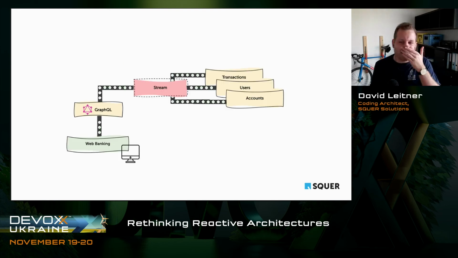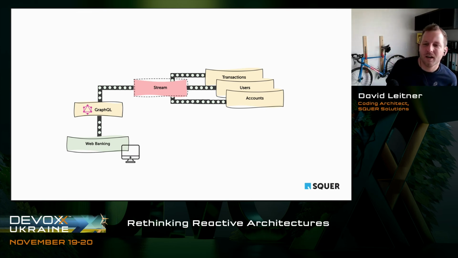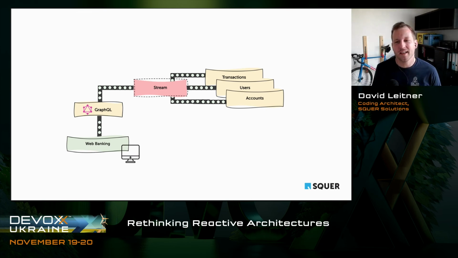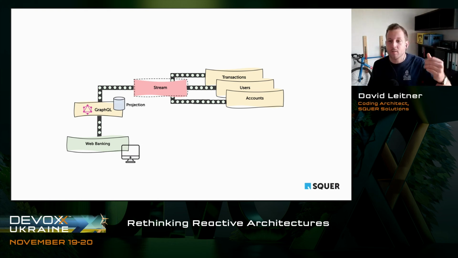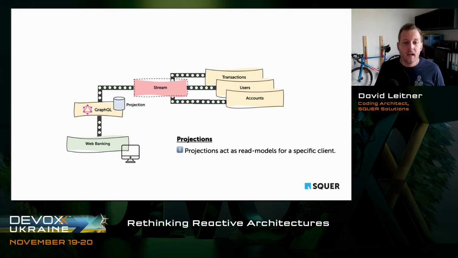And if you build, again, a very simplified but similar system, where you have a reactive push-based architecture, and basically you have your transactions, your users' accounts, and all events are pushed on a stream. So for web banking, for example, if you are interested in transactions, you start to store these transactions in your channel-specific projection. As I mentioned before, a projection is nothing else than a read model for a specific client in this case, right?